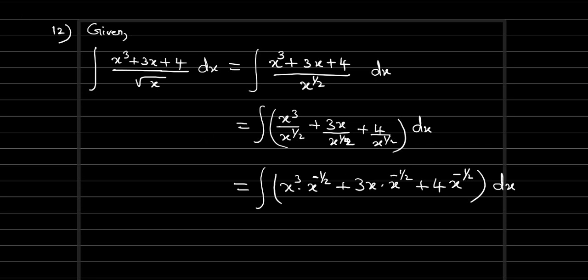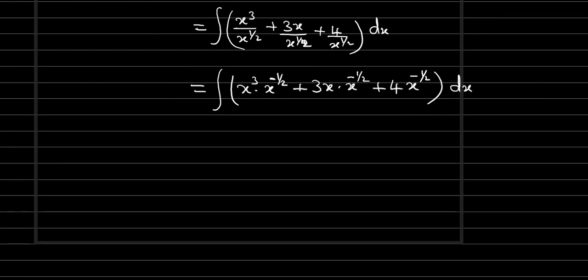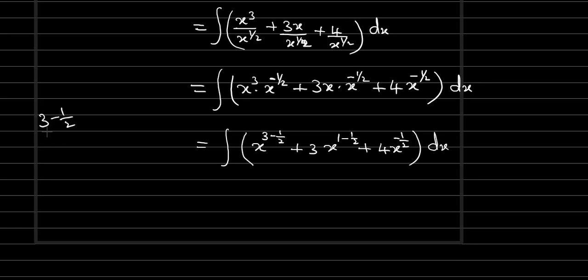Now in each term, if the base is same, we can add the powers. So now integral x power 3 minus 1 by 2. Next plus 3, combining the same base, adding the powers. So what is the power of this x? 1. So 1 minus 1 by 2, plus 4 x power minus 1 by 2. No changes with this term. Okay, dx. So now 3 minus 1 by 2. So the denominator of 3 is what? 1. Taking LCM, 6 minus 1 by 2, that is 5 by 2.